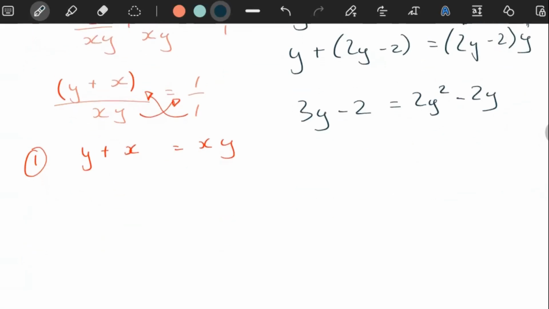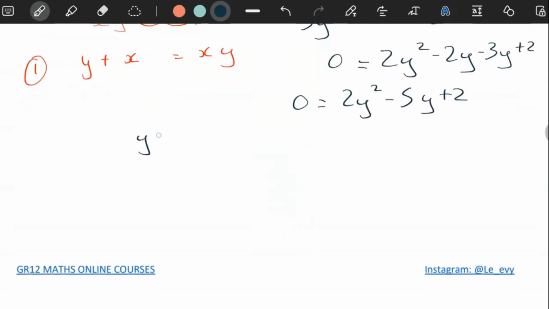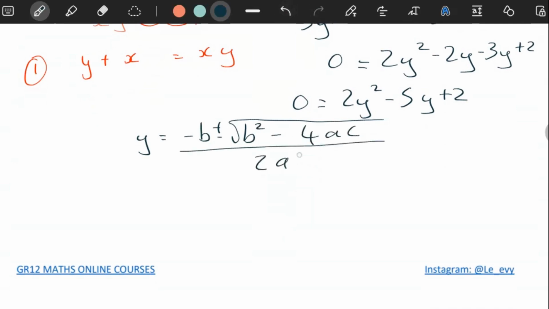And then, from here, we can put everything on one side. So we have 2y squared minus 2y. This to the other side is minus 3y. This to the other side is going to be positive 2. And then, let's simplify everything. 2y squared minus 5y plus 2. This is something that you definitely just want to use your calculator for, with the quadratic formula. So the quadratic formula: y is equal to minus b, plus or minus the square root of b squared minus 4ac, over 2a.